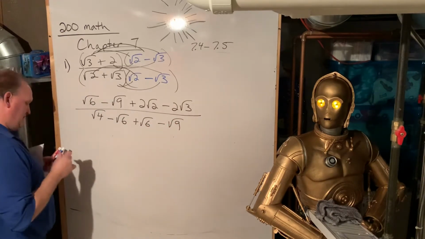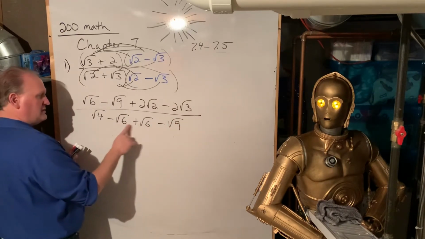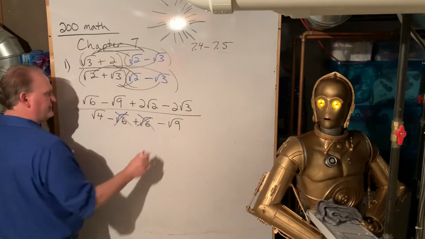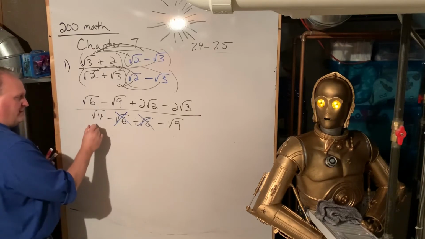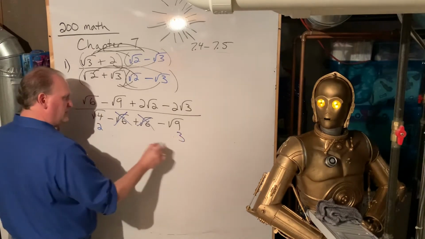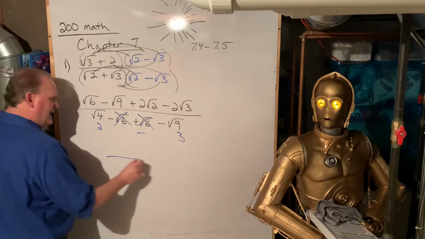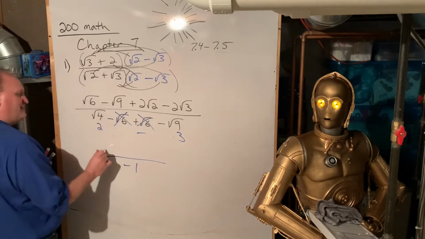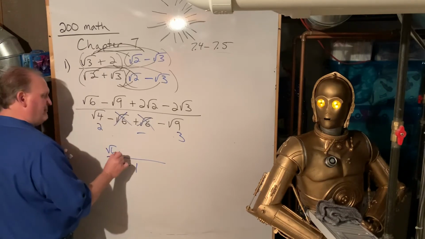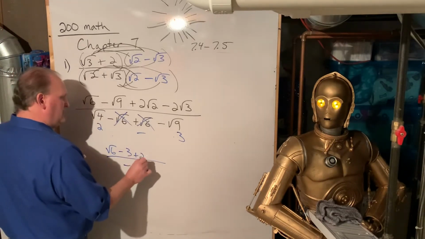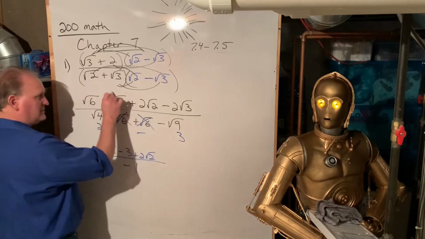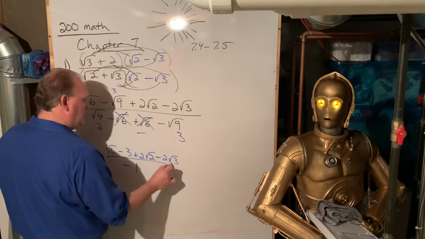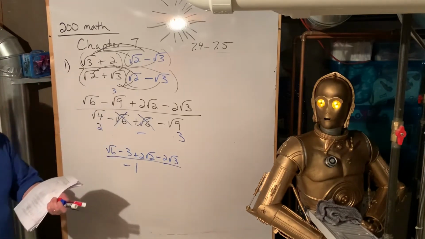So look at what happens. We get the negative 1 square root of 6 plus positive 1 square root of 6. So those go away. We get the square root of 4 is really just 2. The square root of 9 is really just 3. So on the bottom, I have 2 minus 3, which is negative 1. On the top, I've got the square root of 6 minus 3 plus 2 square roots of 2, because right, the square root of 9 is 3, minus 2 square roots of 3. What a mess on the top.